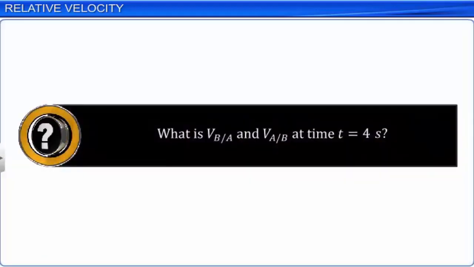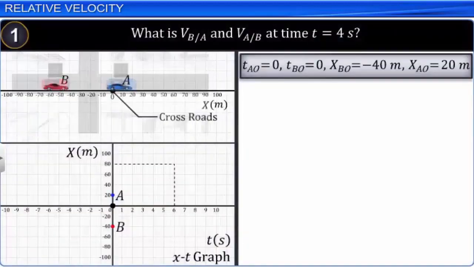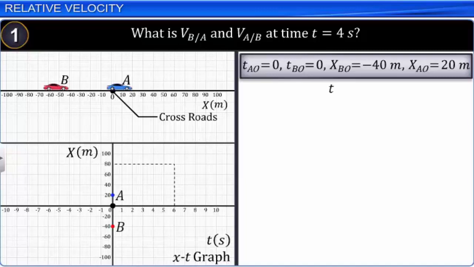1. What is VB by A and VA by B at time t equal to 4 seconds? As A and B are moving with different uniform velocities, the values of t, Va and Vb are 4 seconds, 10 meters per second and 20 meters per second respectively.